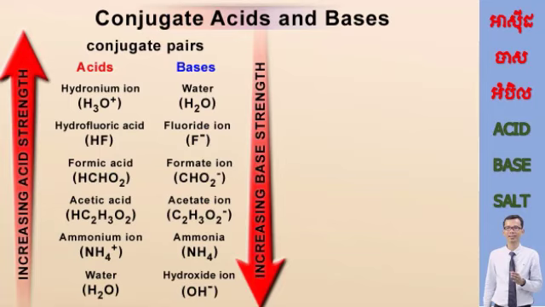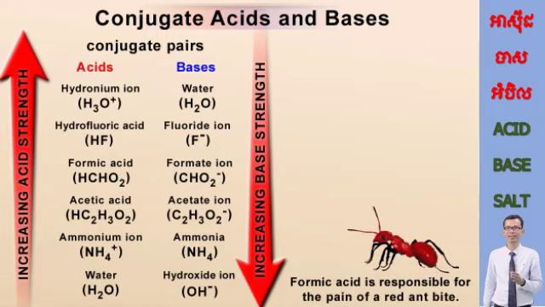As you can see from the chart provided, there is an inverse relationship between the strengths of the members of a conjugate acid-base pair. This means that the stronger an acid, the weaker its conjugate base, and the stronger a base, the weaker its conjugate acid.